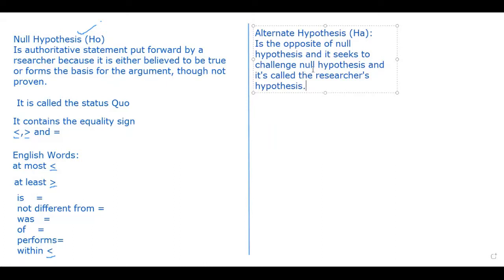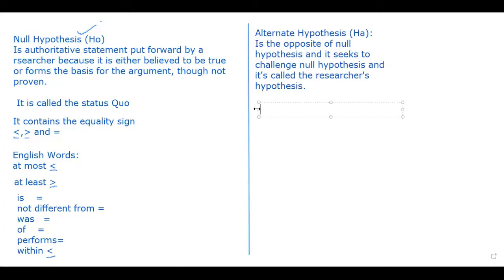It is the one that seeks to challenge the null hypothesis, and it's called the researcher's hypothesis. It challenges the status quo, because the status quo is the null hypothesis. So if the null is saying that something is equal to something, the alternate will say that it's not equal. If the null is saying this one is less than or equal to the other one, the alternate hypothesis will say the opposite, and that one will be greater than.